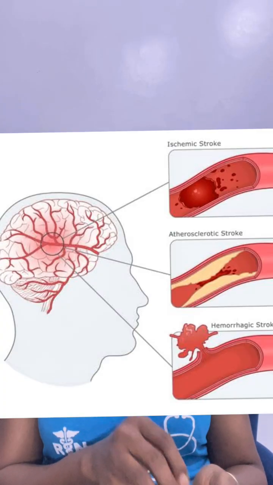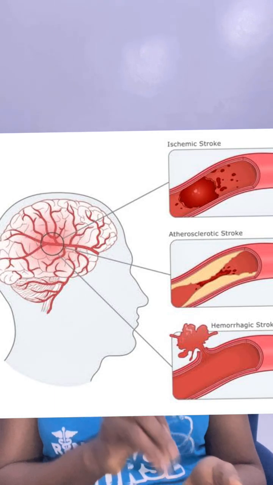What is ischemic stroke? Remember in my previous video, I told you how stroke occurs. In ischemic stroke, something is blocking the blood from reaching a site in the brain, from supplying blood to that part of the brain. Either a fat is blocking it or another substance is blocking it. This ischemic stroke is the most common type of stroke in adults.